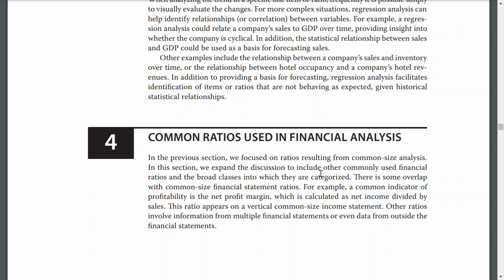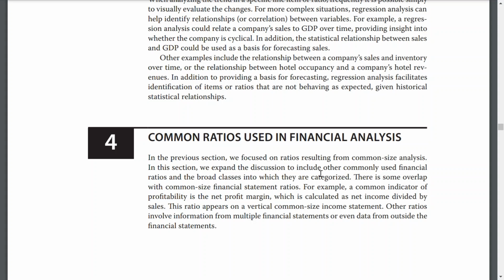Common ratios used in financial analysis. In the previous section, we focused on ratios resulting from common size analysis. In this section, we expand the discussion to include other commonly used financial ratios and the broad classes into which they are categorized. There is some overlap with common size financial statement ratios. For example, a common indicator of profitability is the net profit margin, which is calculated as net income divided by sales. The ratio appears on a vertical common size income statement.